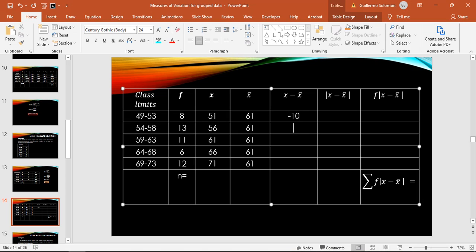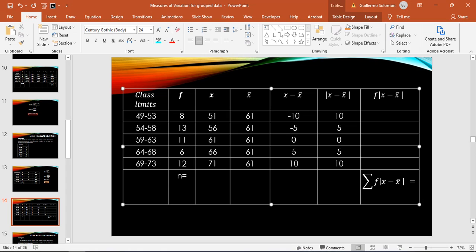Okay? 56 minus 61, that is negative 5. So 61 minus 61, that is 0. 66 minus 61, that is 5. So 71 minus 61, that is 10. Okay? And now, let us proceed for getting the absolute value of yung nakuha nating difference. So that is 10, 5, 0, 5, 10.